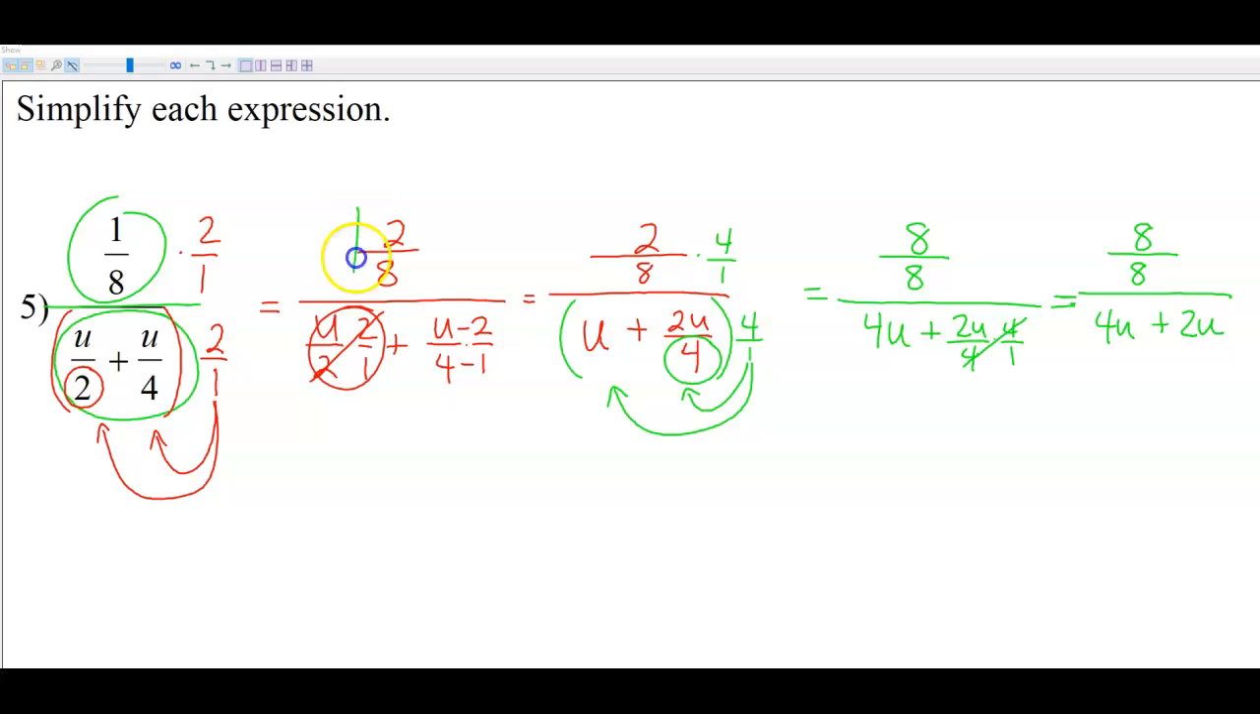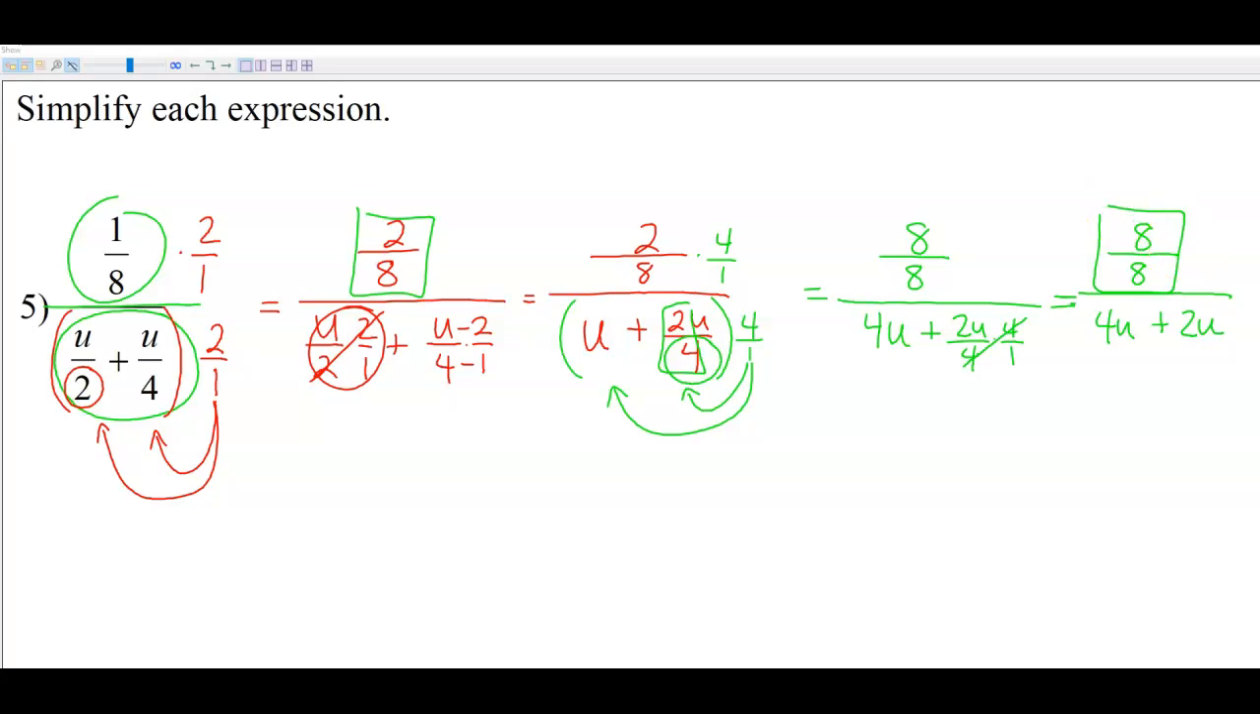Like for instance, I'm not done yet by the way, but why didn't I change that to 1/4? I could have. Why didn't I change this to 1/2? I could have. If you reduce the little fractions as you go, it could save you some time. But I'm not going to go back and do it again. I just want to show you. You can reduce as you go. And in fact, that's what I'm going to do here.